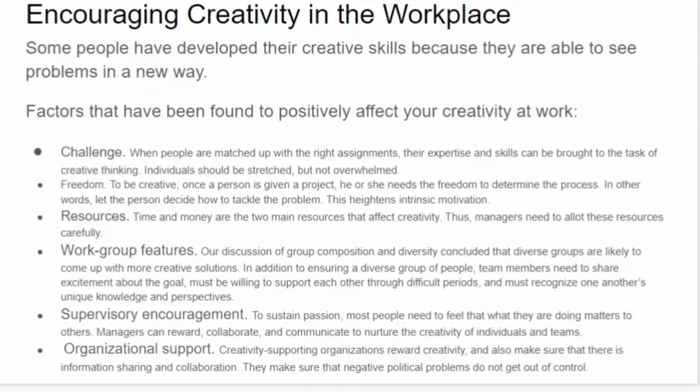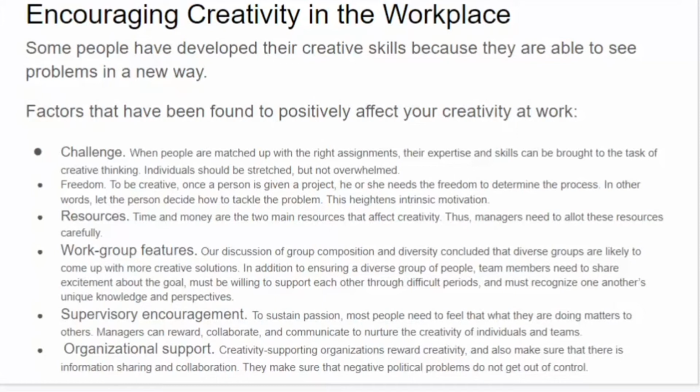Freedom to be creative. Once a person gets a project, he or she needs the freedom to determine the process. In other words, let the person decide how to tackle the problem. It heightens the intrinsic motivation. It's my problem to solve, and I'm using my tools to do it. Resources. Make sure that people have resources. Time and money are two main resources that affect creativity. All ideas are great, but they all cost money to implement. So we need to be able to provide the money.